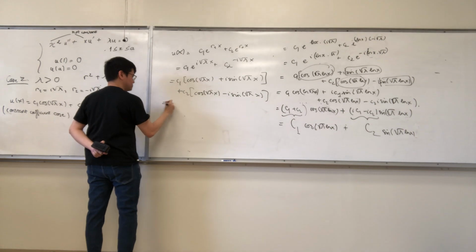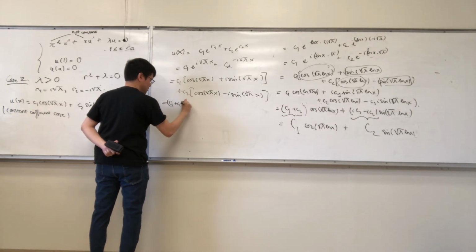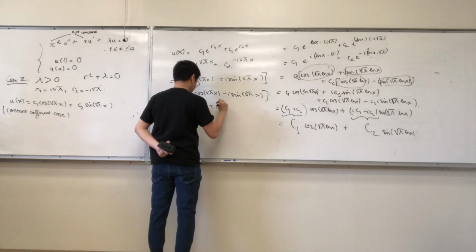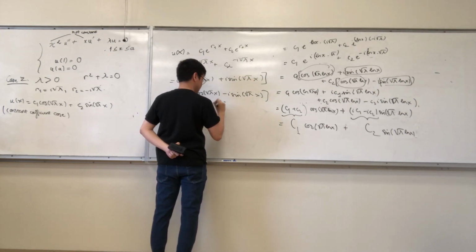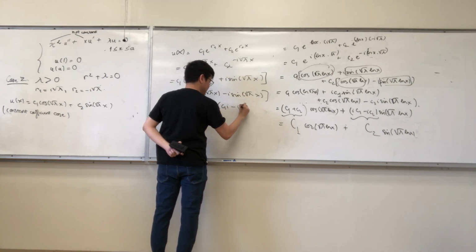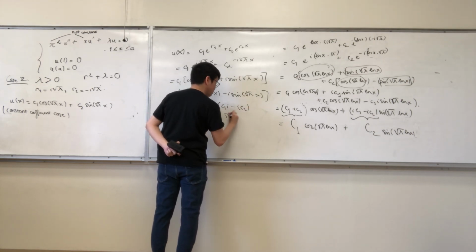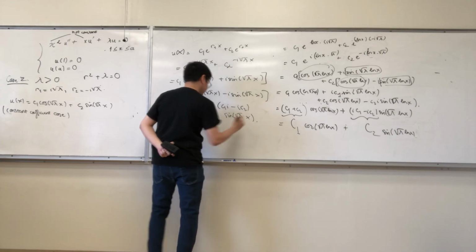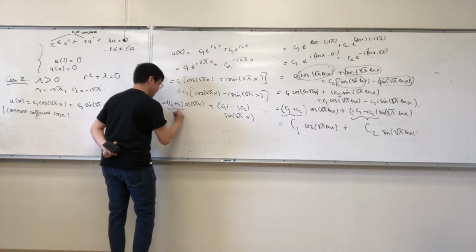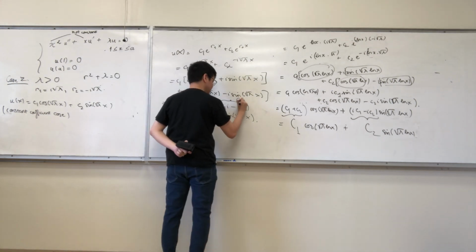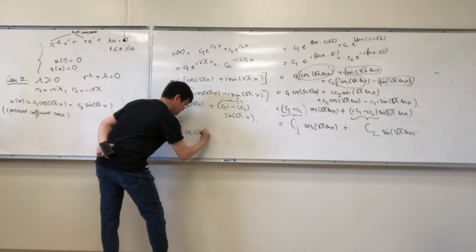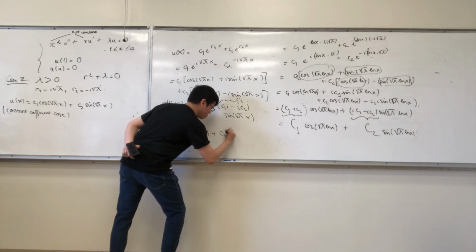And then you group them. You have C1 plus C2 cosinus of square root of lambda x plus C1I minus IC2 sinus of square root of lambda x, right? So you put this to be big C1 and this to be big C2. So you have C1 cosinus of square root of lambda x plus C2 sinus of square root of lambda x, right?